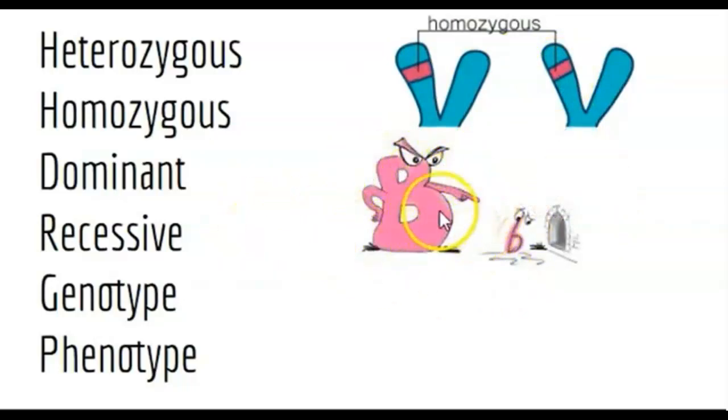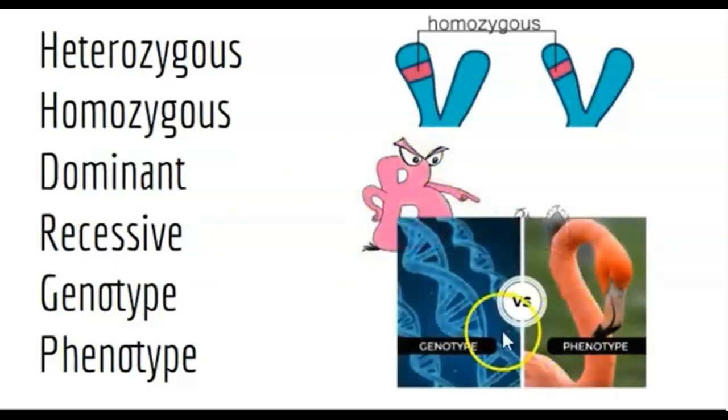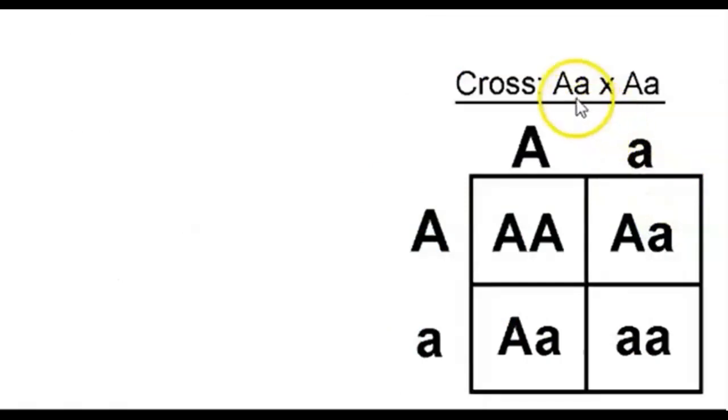Anytime you see a capital letter, that is the dominant allele, and you need only one of them for that trait to be dominant. And genotype and phenotype. Genotype is the genetic makeup, whereas the phenotype is the physical trait. So here you have a cross.